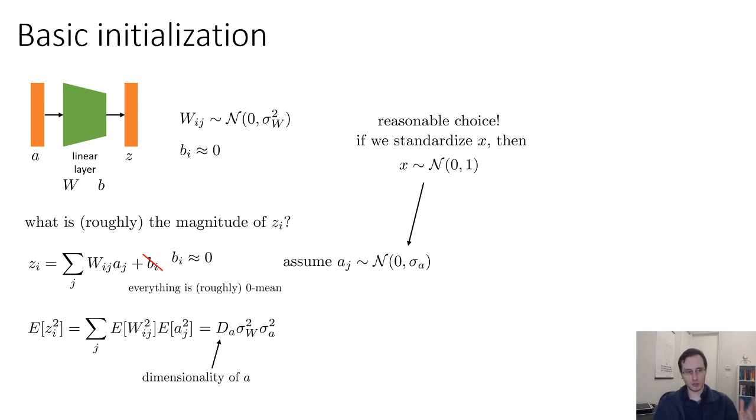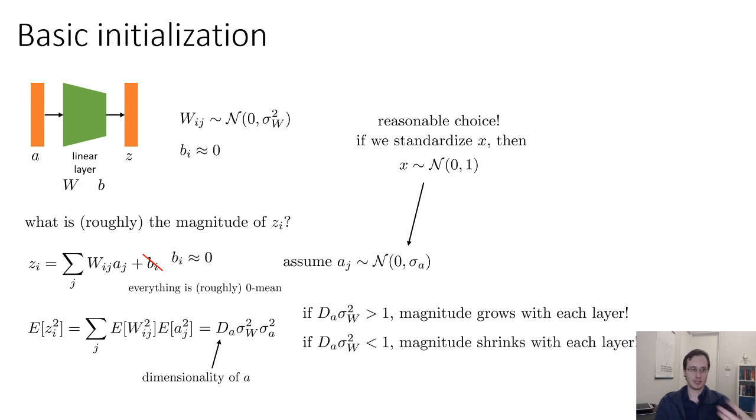Now, we got on this track because we were worried that our choice of initialization for the weights will either increase or decrease the magnitude of the activations. And if the previous layer has activations with a variance of sigma a squared, and the next layer is going to have activations of magnitude dA sigma w squared times sigma a squared, then we know that if dA sigma w squared is greater than 1, the magnitudes will grow with each layer. If they are less than 1, then they will shrink with each layer.